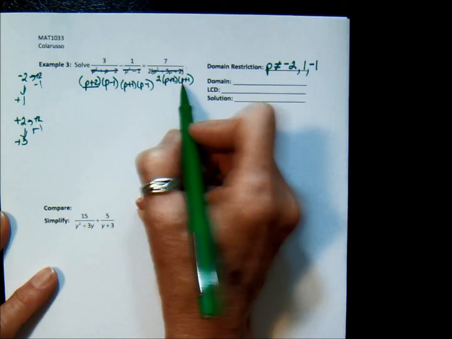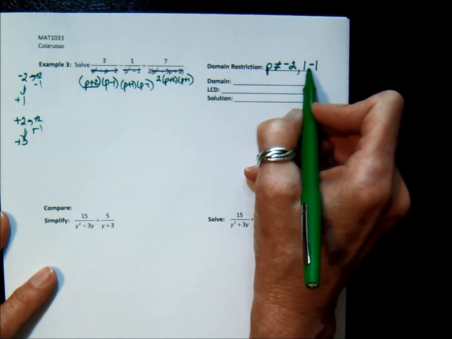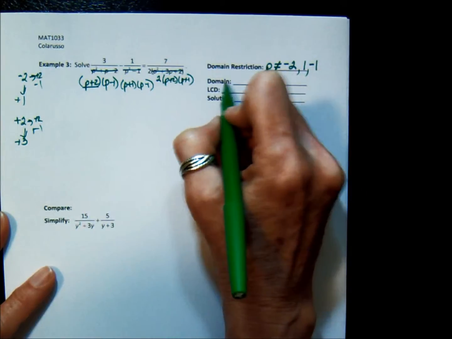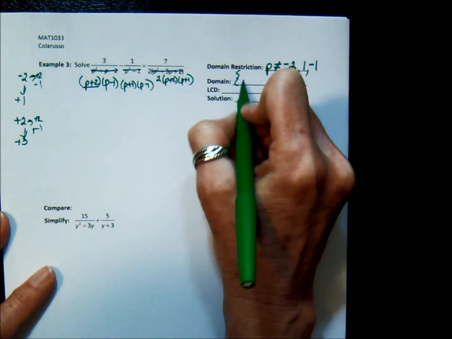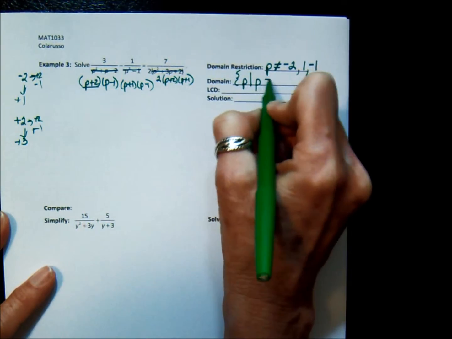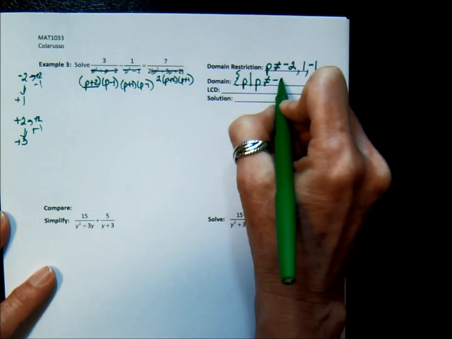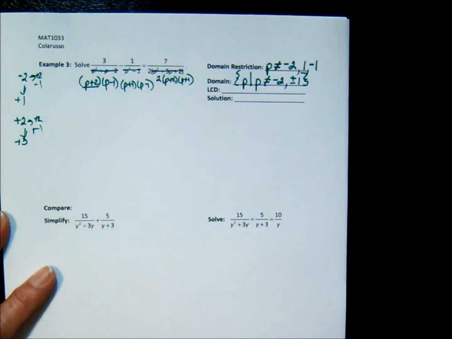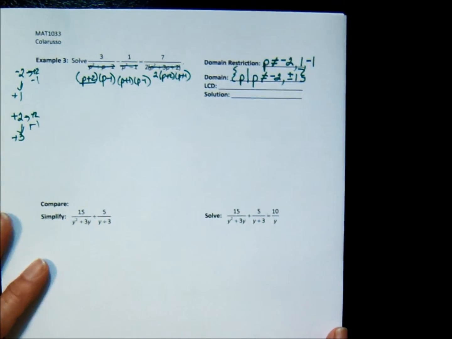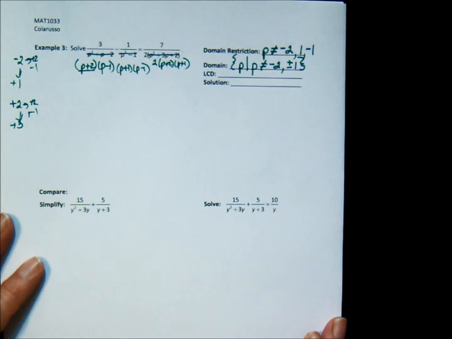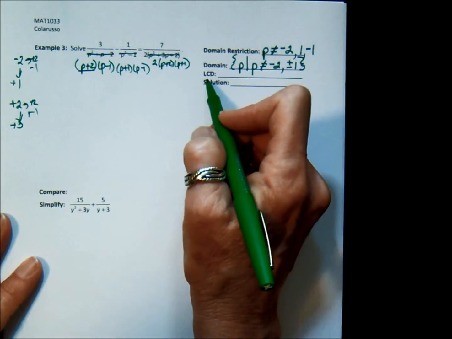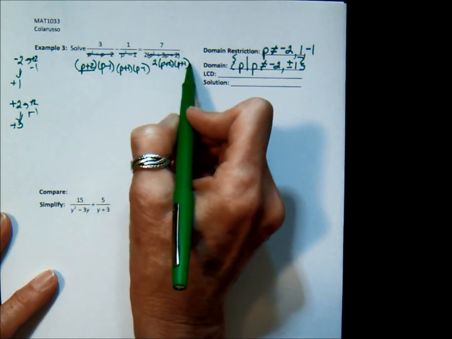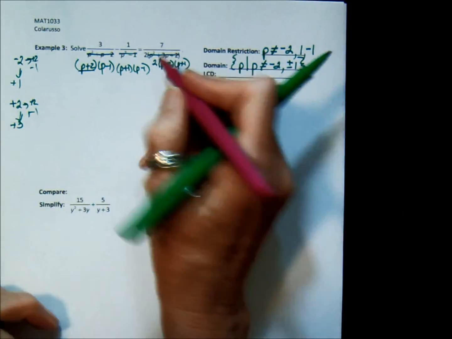So those are my domain restrictions. p can't be negative 2 or plus or minus 1. So I'm going to write that the domain then is the set of all p such that p is not equal to negative 2 or plus or minus 1. Those are the things it can be. Anything except those numbers.